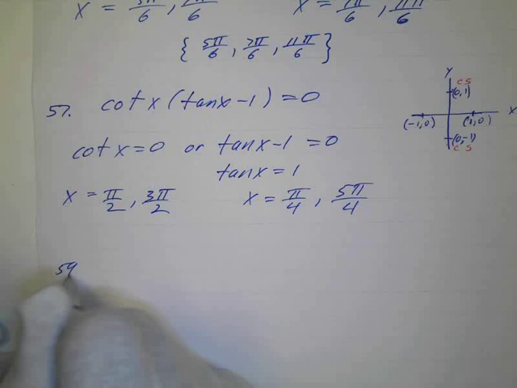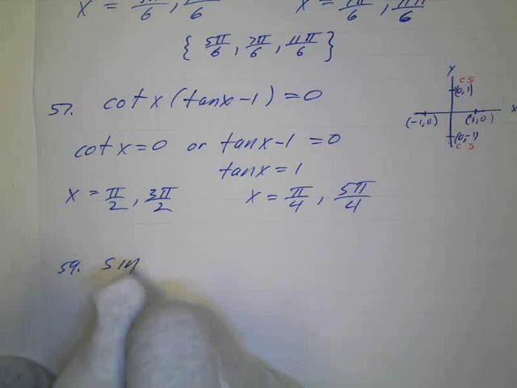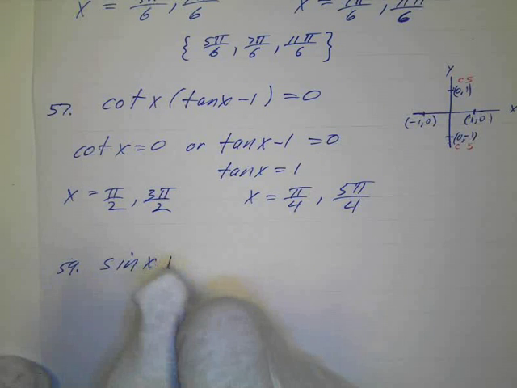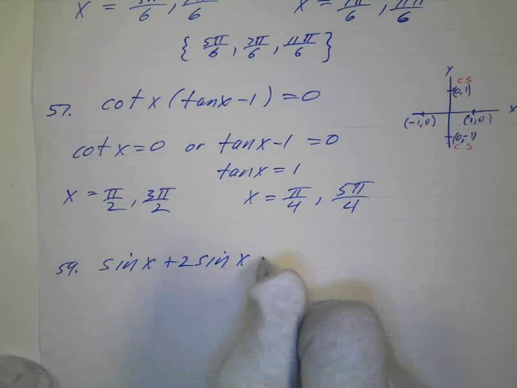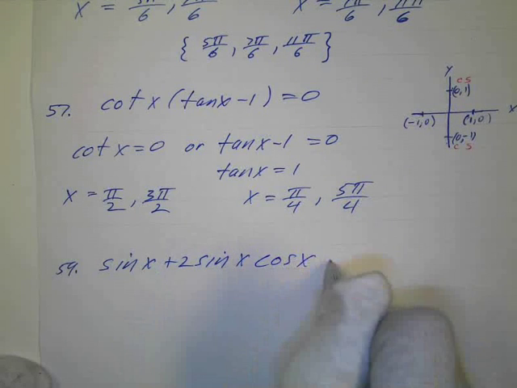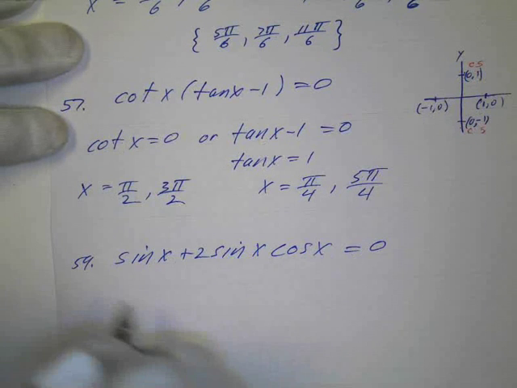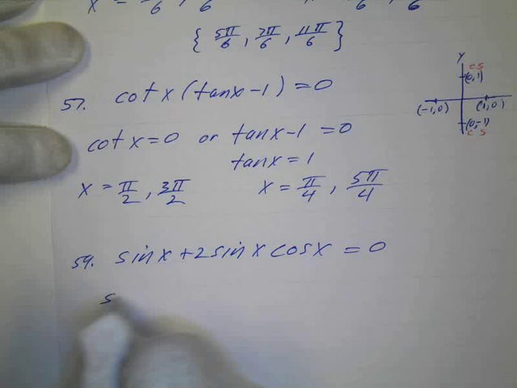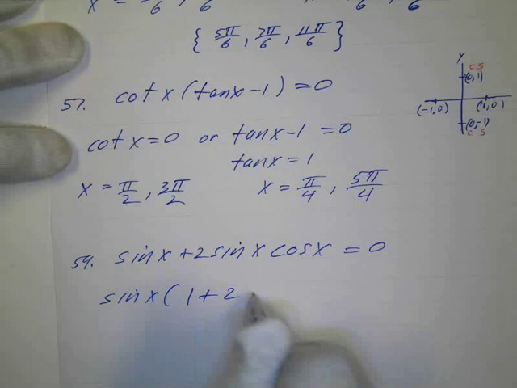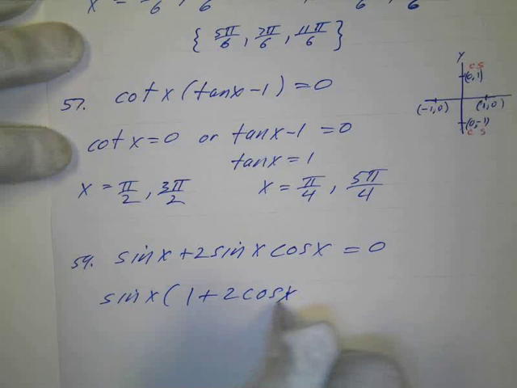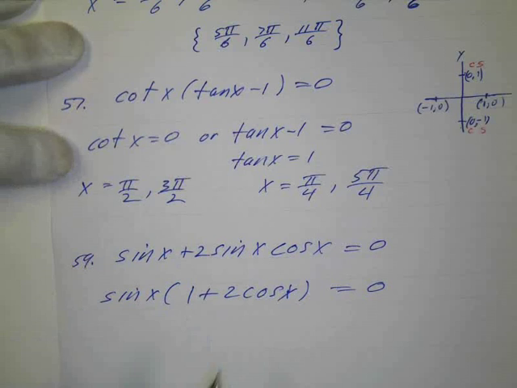Okay, 59. Now the sine of x plus 2 sine x cosine of x equals 0. So we'll factor out a sine of x here so we can make this a product. We get the sine of x times 1 plus 2 cosine of x, that equals 0, because we took the sine out and left that.